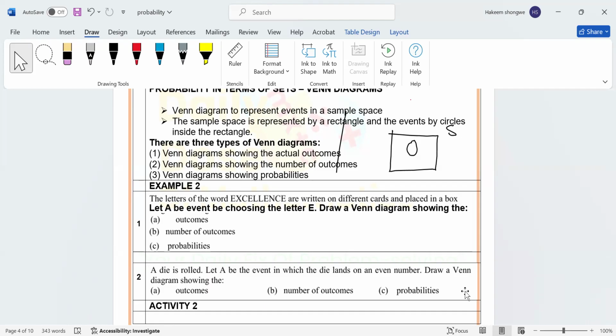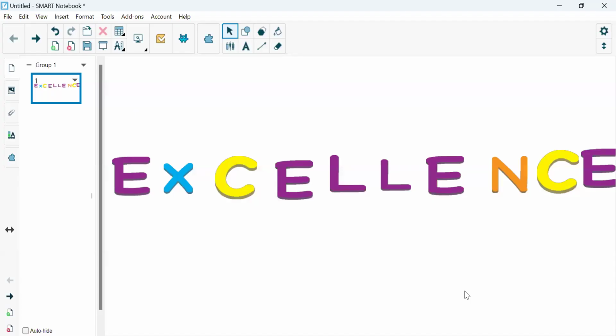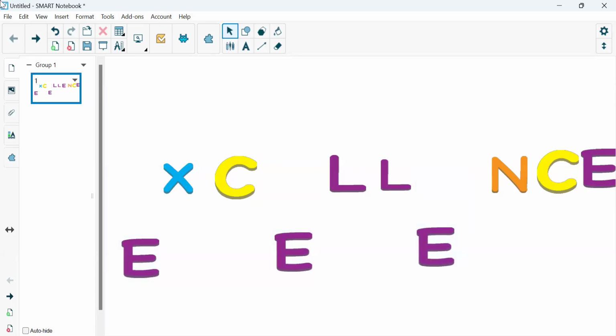Each and every one of us has the word excellence, cut into pieces. So we're going to do this practically. Remember, everything here is what we're interested in. It's our experiment. We're interested in the word excellence. But now, the event that we're interested in is one: choosing the letter E. So how many E's do we have? We have one, we have two, we have three, and then we also have four. So this is an event.